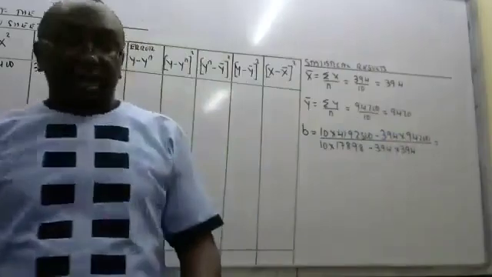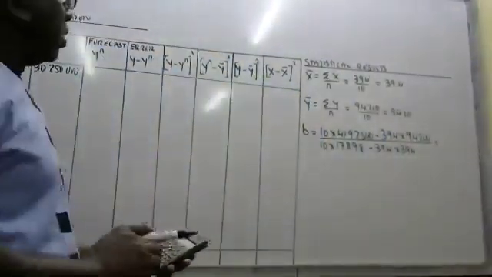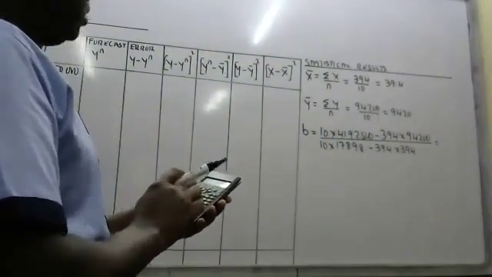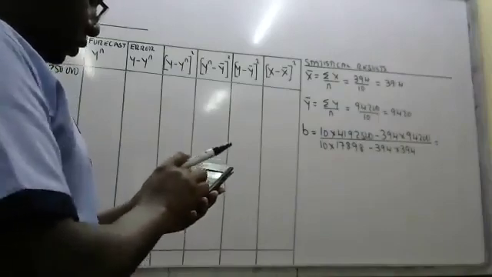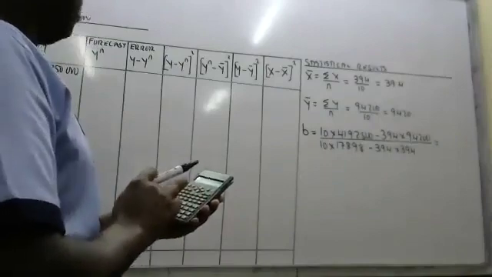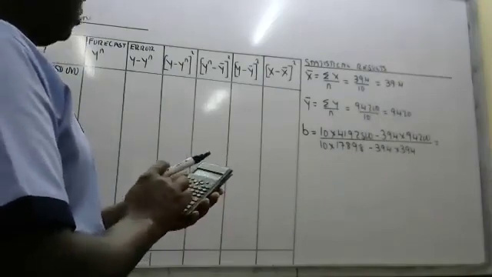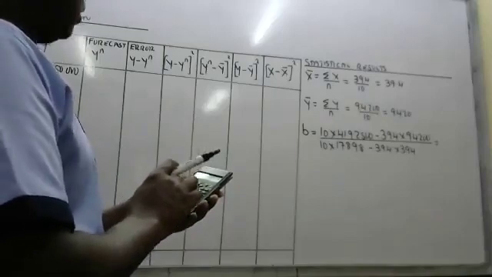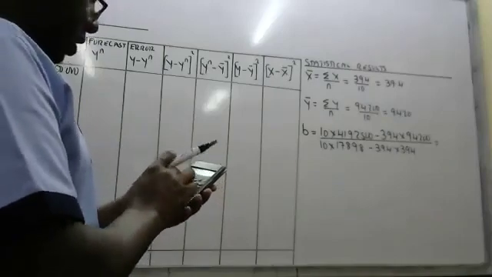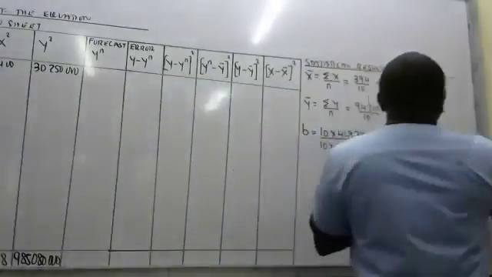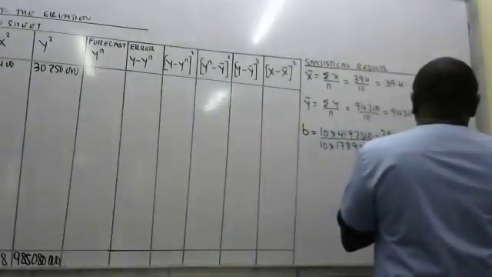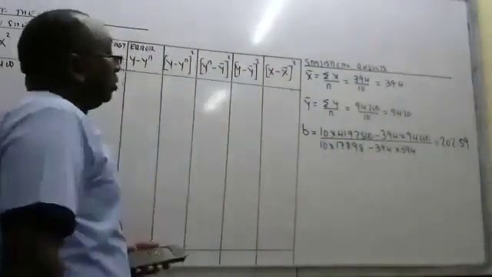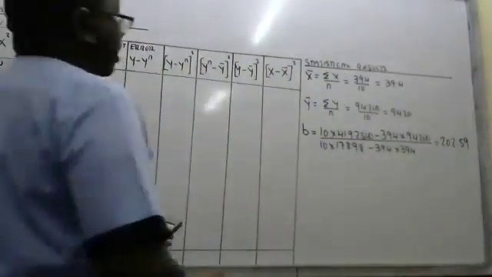So the formula for that is just up there. So now you say 10 times 17898 minus 394 squared equals, you inverse that, then you multiply by open brackets 10 times 4192500 minus 394 times 94,200 equals, I'm getting 202.59. You can work with that.